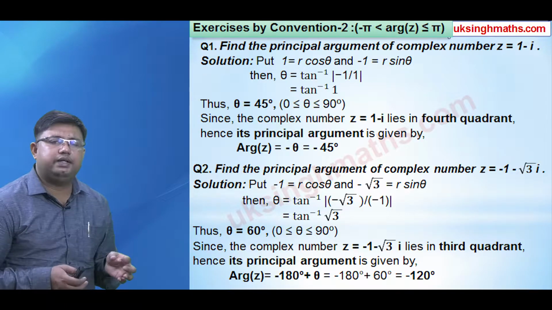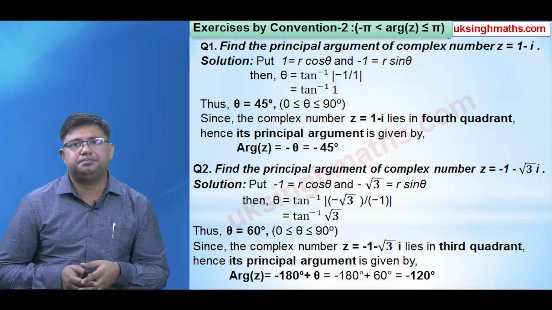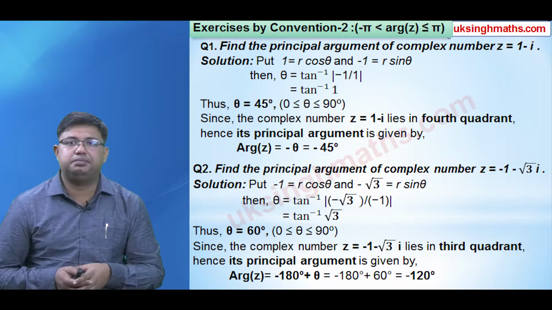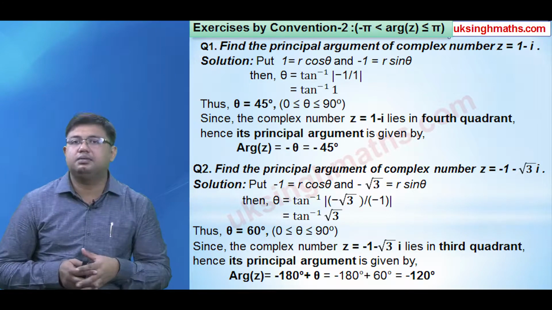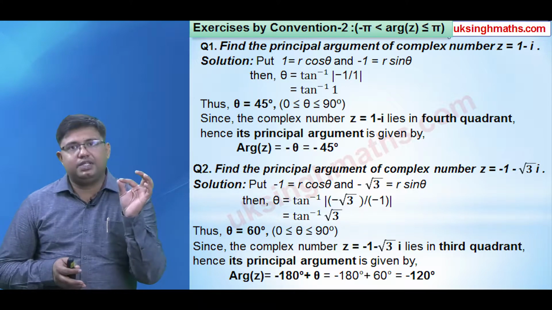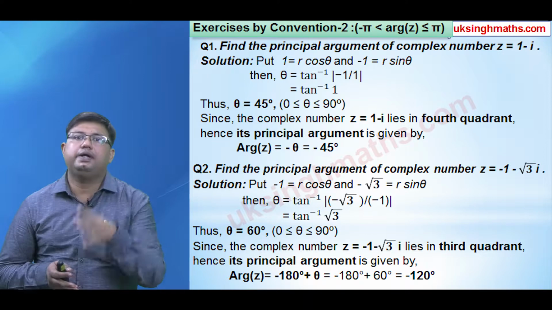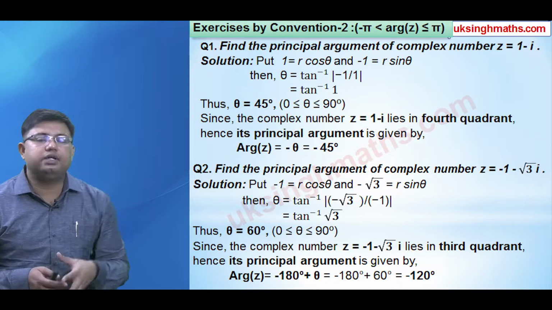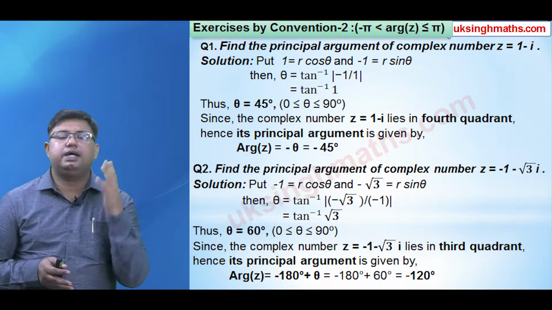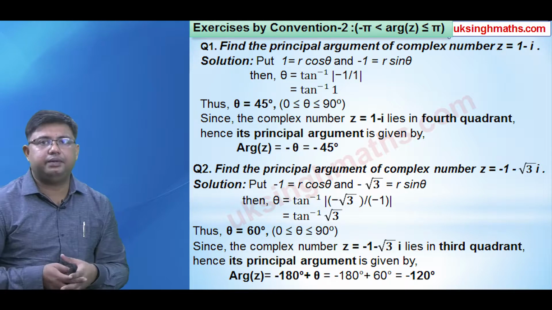So let us understand this concept of argument found from this convention through small illustrations. We have taken the same 2 examples that we took in convention 1 to find the principal argument. Here also suppose z equal to 1 minus i be the complex number and you have to find the principal argument. According to the algorithm, you put 1 equal to r cos theta and minus 1 equal to r sin theta, and in this way you will get theta equal to 45 degree.